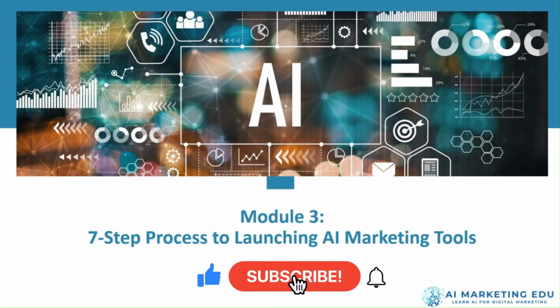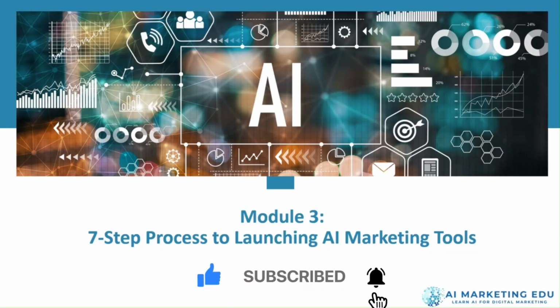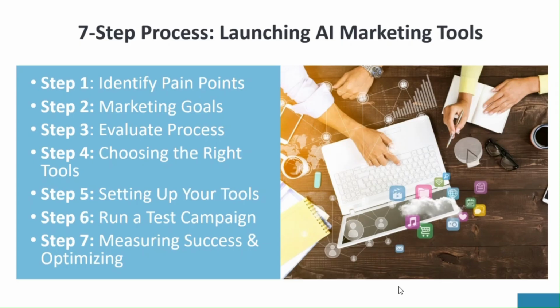In this module, we start reviewing the 7-step process to help you choose and implement the right AI marketing tools to meet your goals and objectives. This step-by-step process will help you create an action plan tailored for your unique business. Here's what it covers. From identifying your pain points to choosing the right AI tools, setting up your tools, and measuring success. Over the next few modules, I'll review these steps with you in detail.